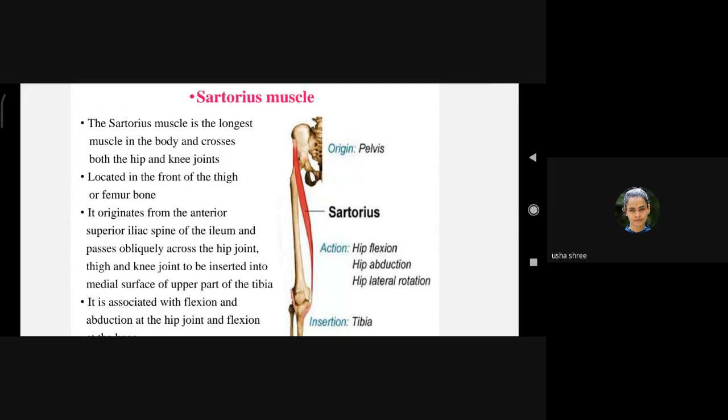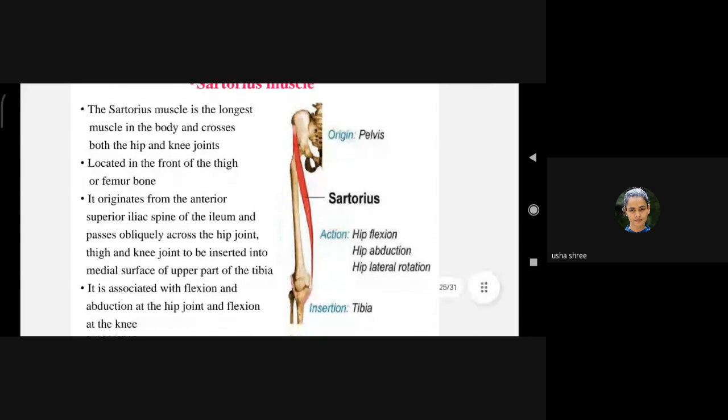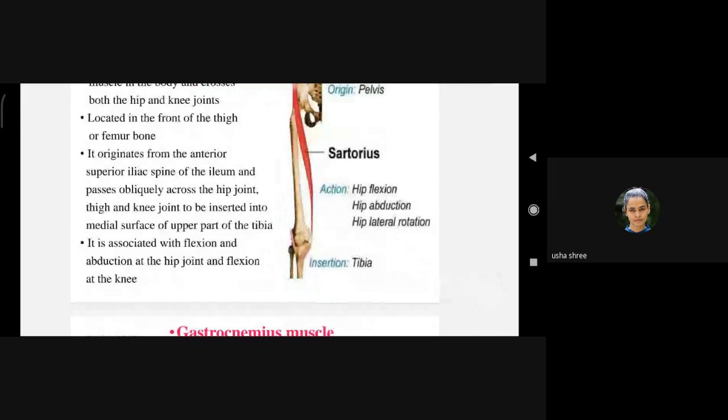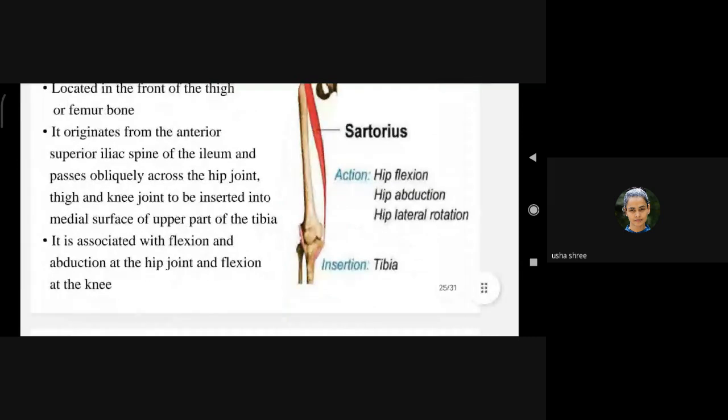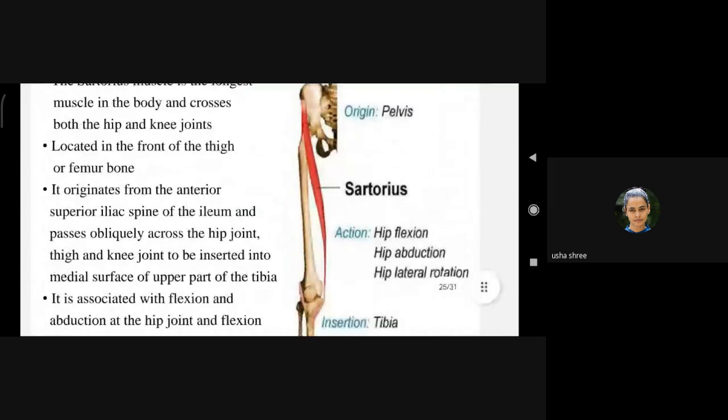Sartorius muscle is the longest muscle in the human body, crosses both hip and knee joint, located in the front of the thigh or femur bone. It originates from the anterior superior iliac spine in the ilium and passes obliquely across the hip joint, thigh, and knee joint to be inserted into the medial surface of the upper part of the tibia. Medial surface means, you can see here, the inner side of the tibia. It's not going to the outer side of the tibia.